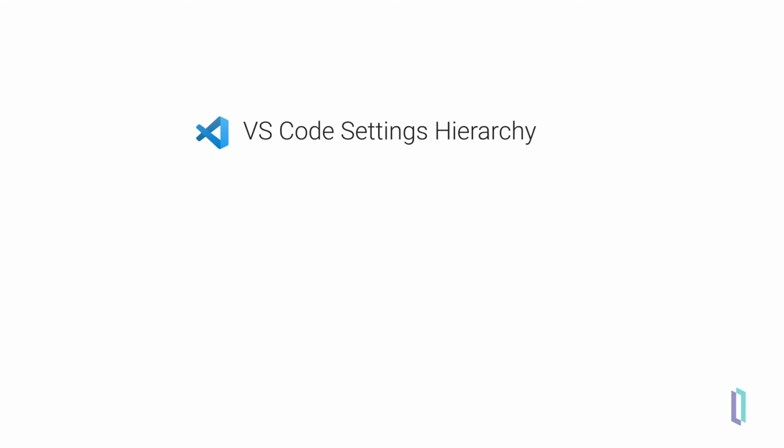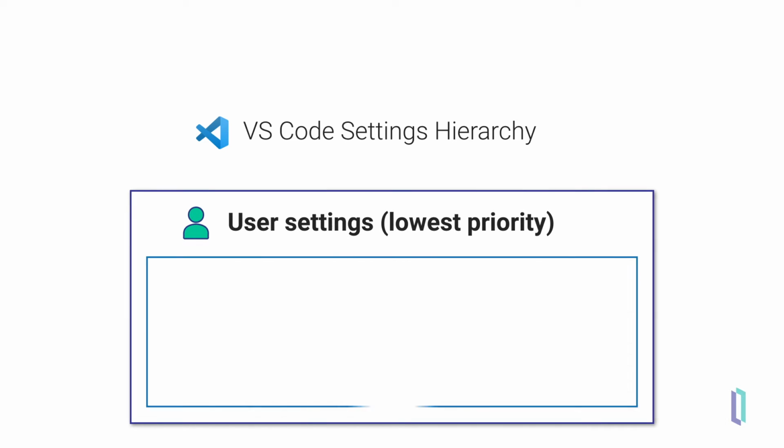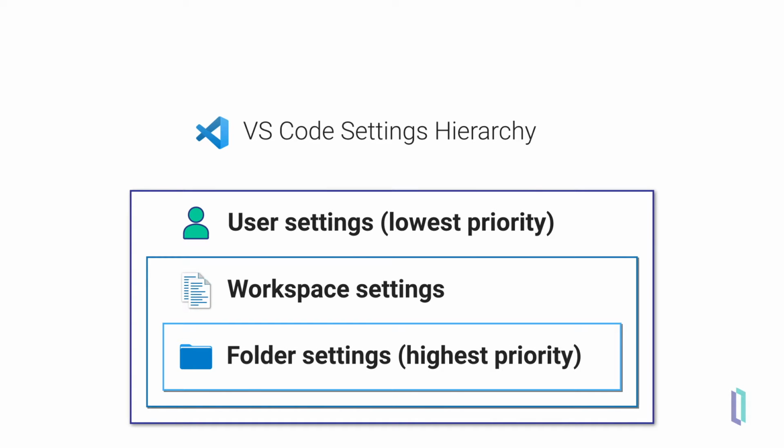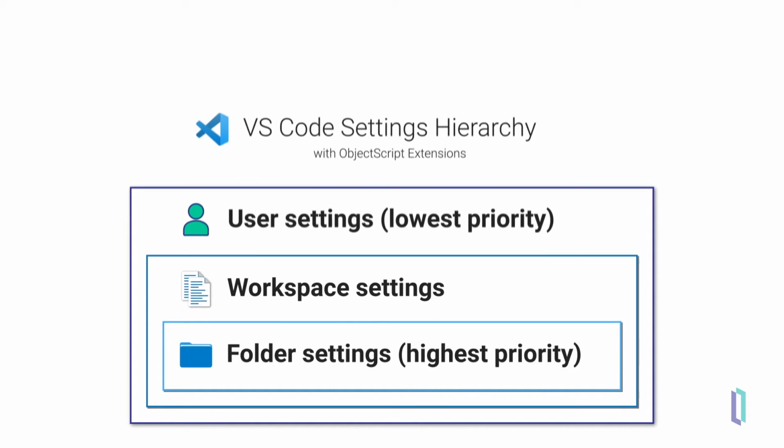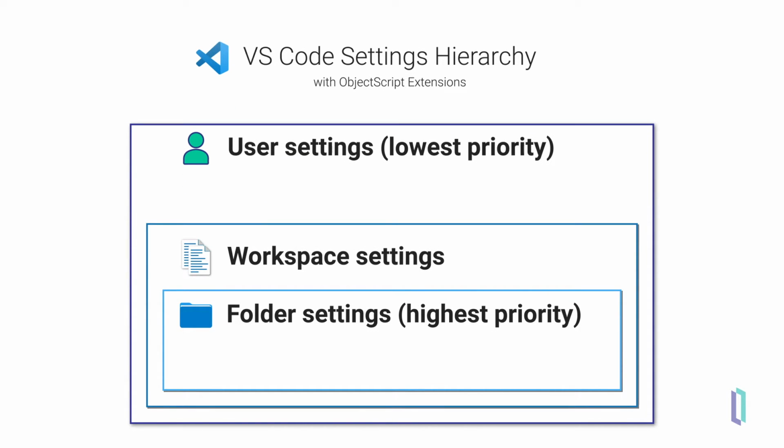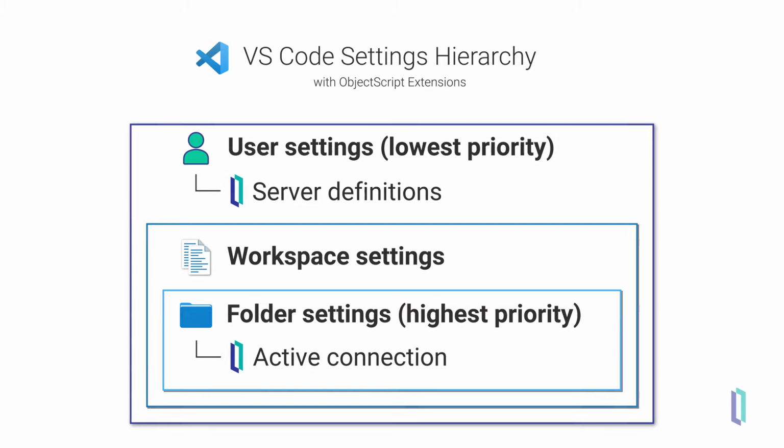You can customize VS Code instances at 3 different levels: the user level, workspace level, and folder level. The more specific settings override broader ones. The InterSystems ObjectScript extension pack provides additional customizable settings. For example, the InterSystems Server Manager extension creates InterSystems server definitions at the user level, and the InterSystems ObjectScript extension establishes connections at the folder level.